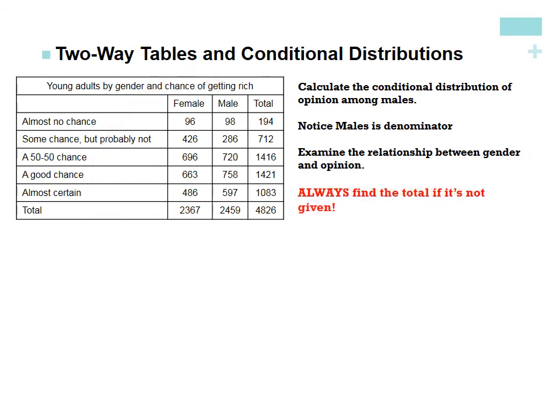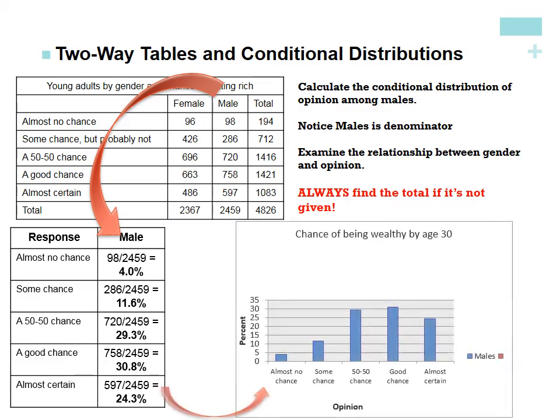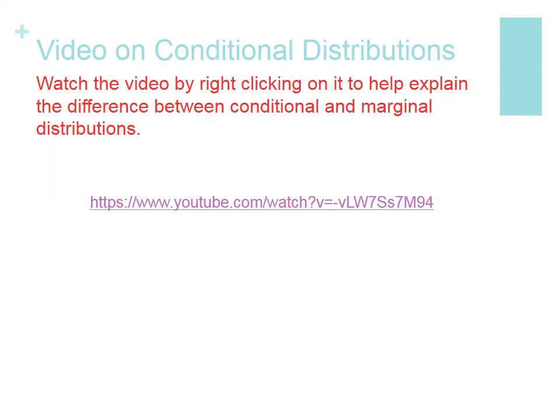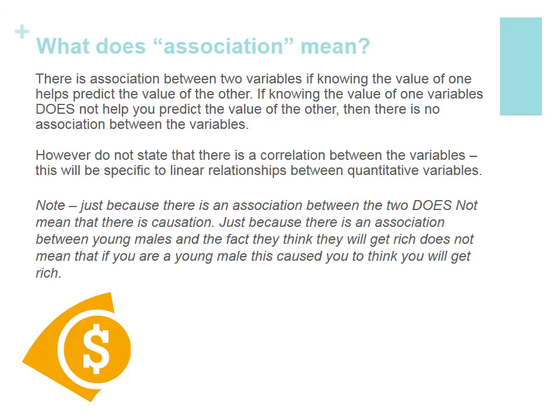So if you feel like you are still a little bit confused, I apologize. Take a minute, go back, and watch the video by clicking on the link below or right-clicking on the link below to help explain the difference between conditional and marginal distributions. So just remember, keyword, marginal distribution is always a comparison to the total. A conditional distribution, you're placing a condition on it. Opinion among males. What is the condition? The condition is that I want just the opinion of the males, therefore males is going to be my denominator.